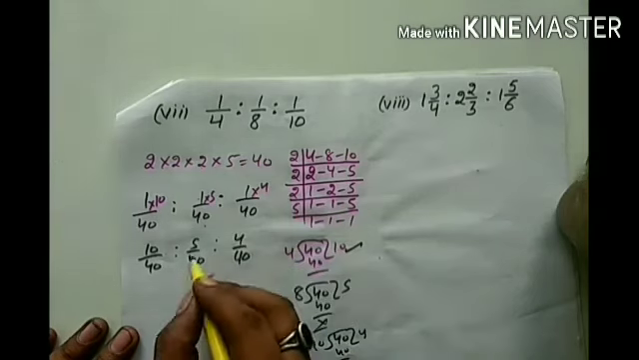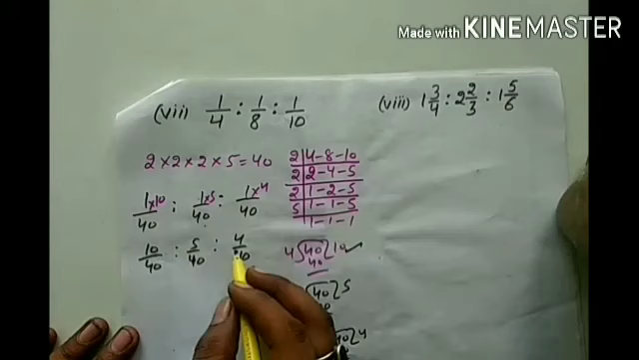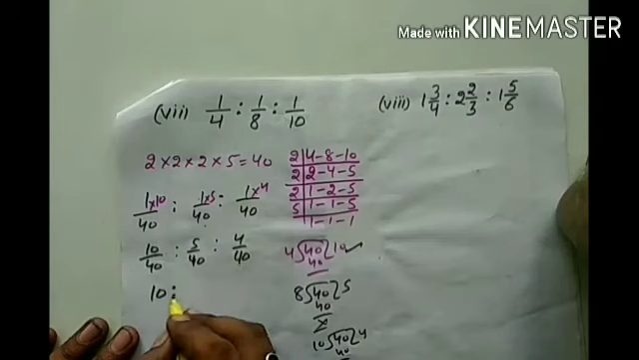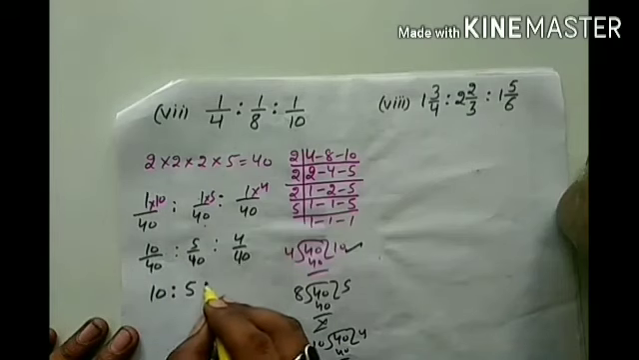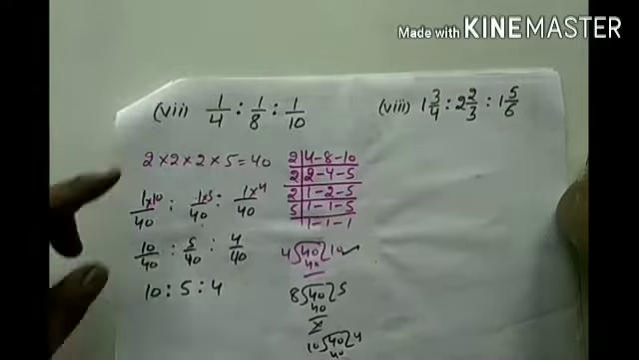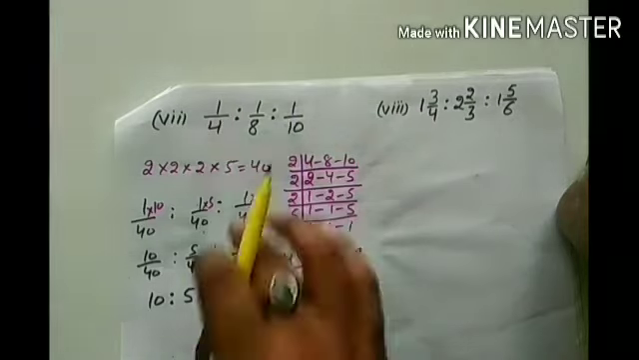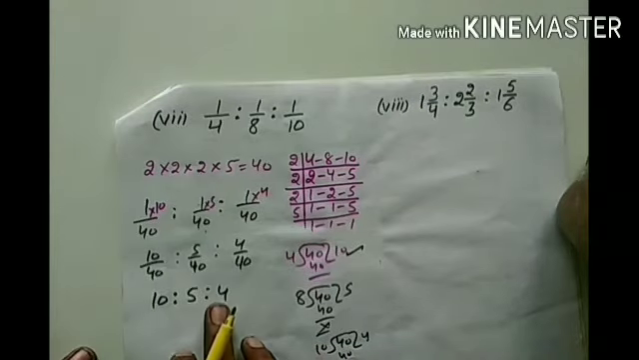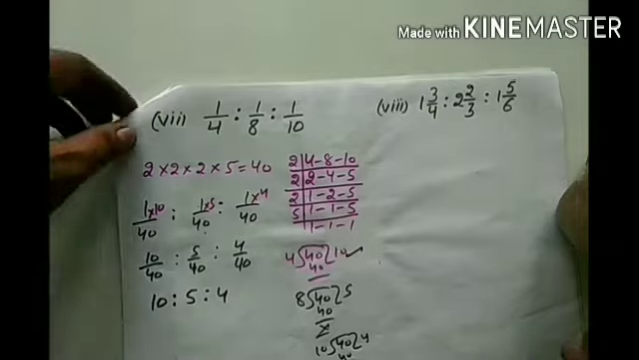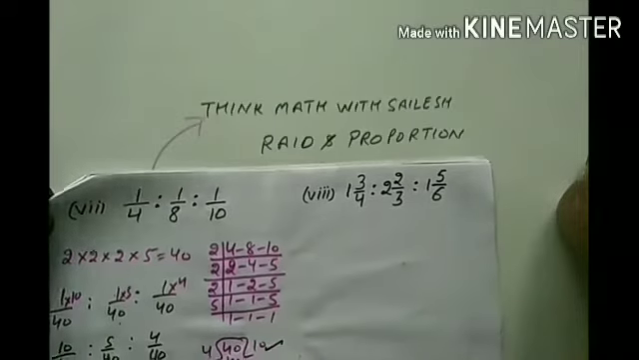Now, as I told you, we can skip 40, 40, 40. Therefore, the final answer is 10 ratio 5 ratio 4. So, in this way, we can find the simplest form for the given ratio, that is 10 ratio 5 ratio 4. Now, we come to the next question.